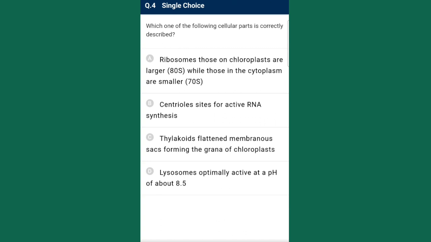Question number 4. Which one of the following cellular parts is correctly described? Thylakoids are flattened membranous sacs forming the grana of chloroplast. So that is the correct one. Option 3, that is option C, is the correct answer.